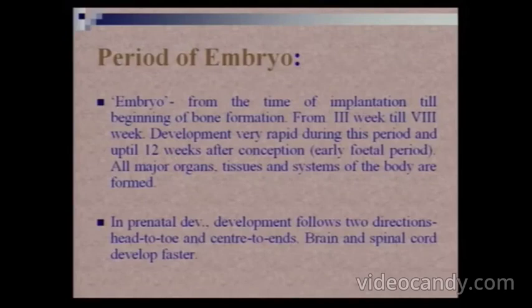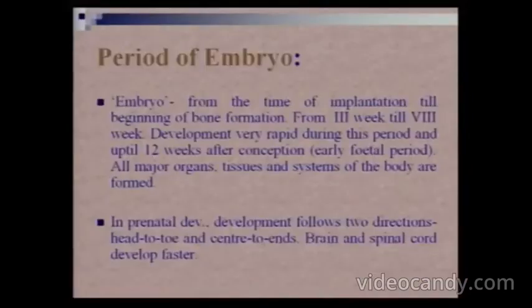This is a very, very critical period in the development, because it is at this time that all the organs, tissues and systems of the body, the blueprint, are forming. You have read about the directions of development. Yesterday and the day before we spoke about it. Development follows 2 directions: head to toe and center to end. Head to toe means that the first organs to form are the brain and the spinal cord, and we know that the entire activity of the human body is controlled by the brain and the spinal cord, so this is a very, very important critical period for the development of these organs.